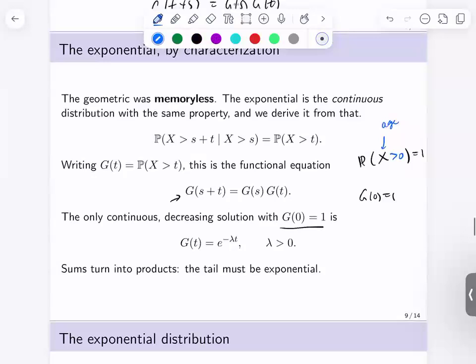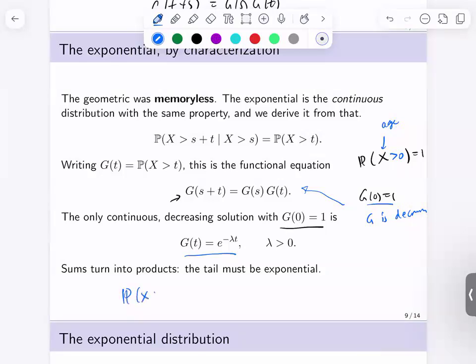So g of 0 is 1. It's like g is decreasing, and it satisfies this thing. So the only function would be something like exponential of negative something. That's kind of a mathematical result. And so this tells me what the tail probability is, this is basically the tail probability.